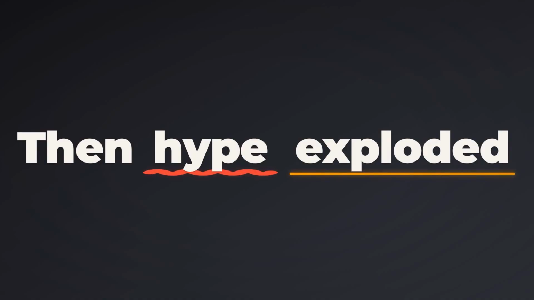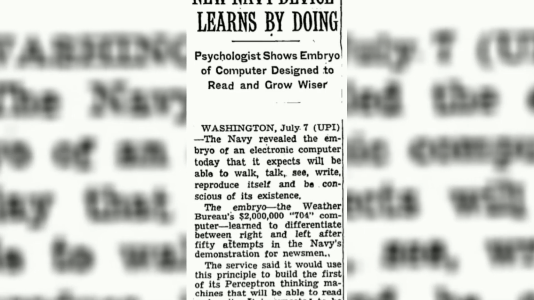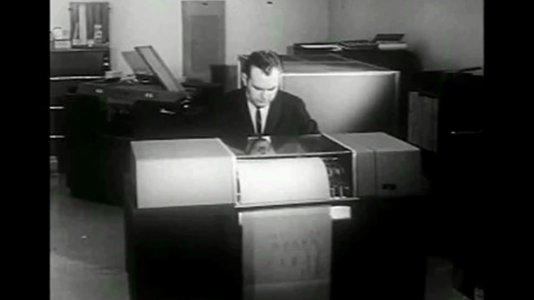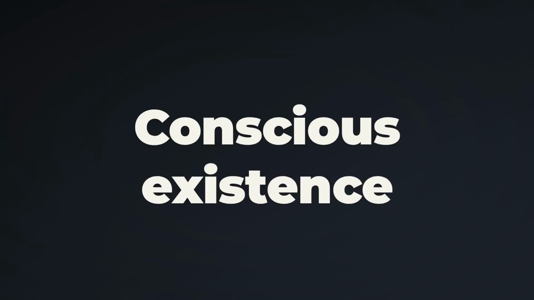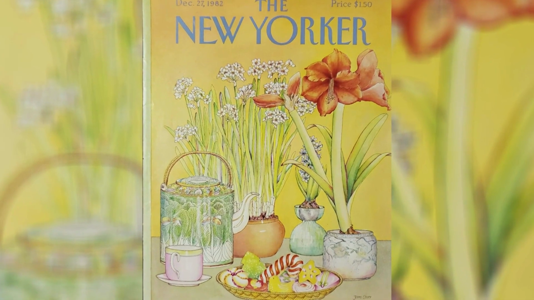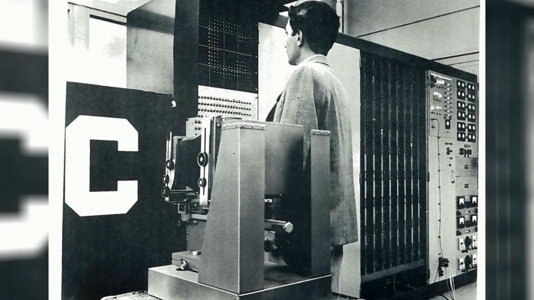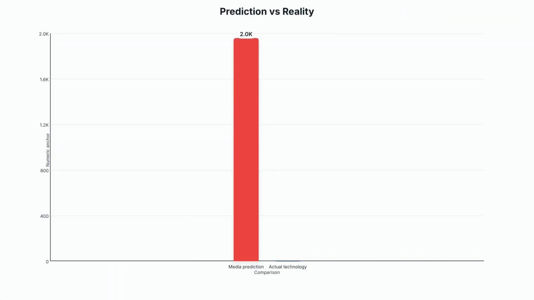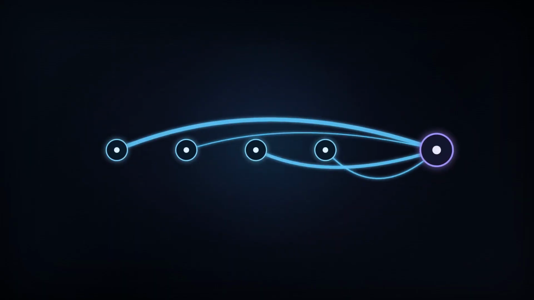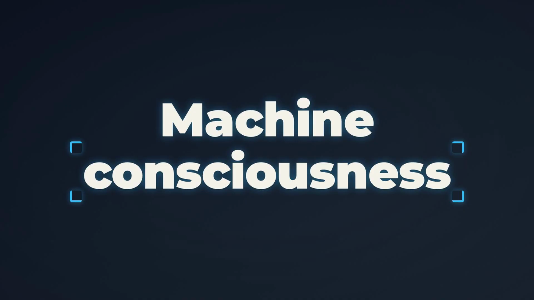The press lost its mind. The New York Times reported that the Navy had revealed the embryo of an electronic computer that it expects will be able to walk, talk, see, write, reproduce itself, and be conscious of its own existence. The New Yorker called it the first serious rival to a human brain ever devised. This was 1958. A single layer of artificial neurons, and the newspaper of record was predicting machine consciousness.